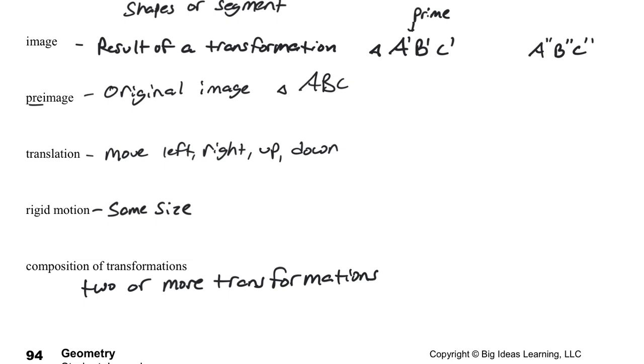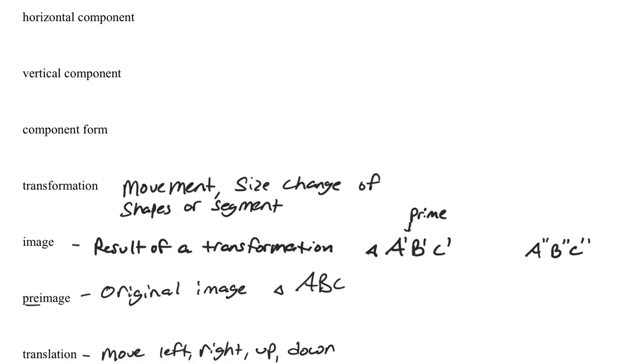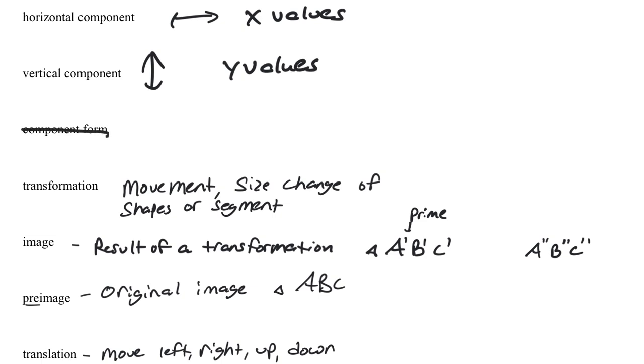Now, with our translations, we have horizontal and vertical components. Horizontal is just going to be left and right, vertical is up and down. So that would deal with the X values if it's horizontal, and it'll deal with the Y values if it's vertical. And then I'm going to cross off component form, and what we focus on now is coordinate form.